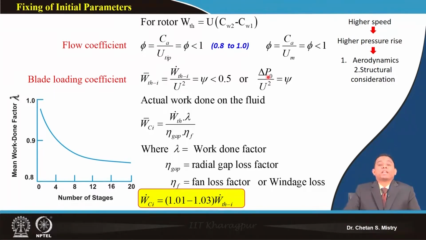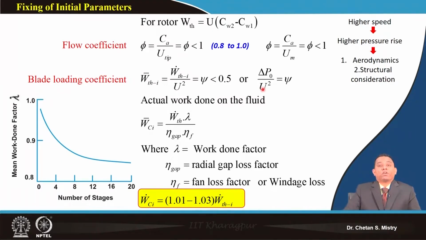It is nothing but static enthalpy rise divided by u square. This u here may be the mean or it may be the tip. So based on the designer's choice, you need to check what peripheral speed they are using.